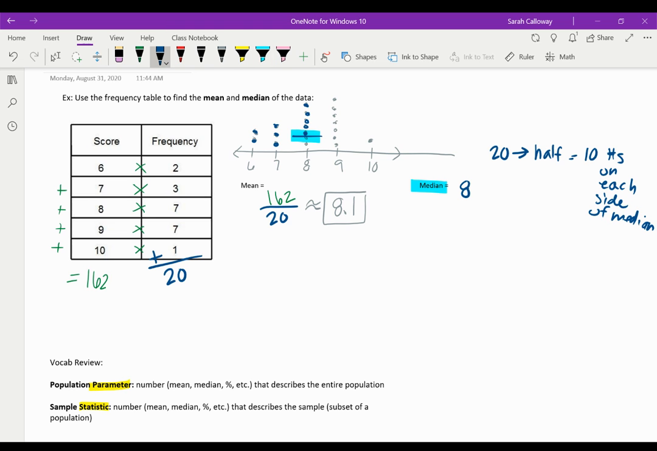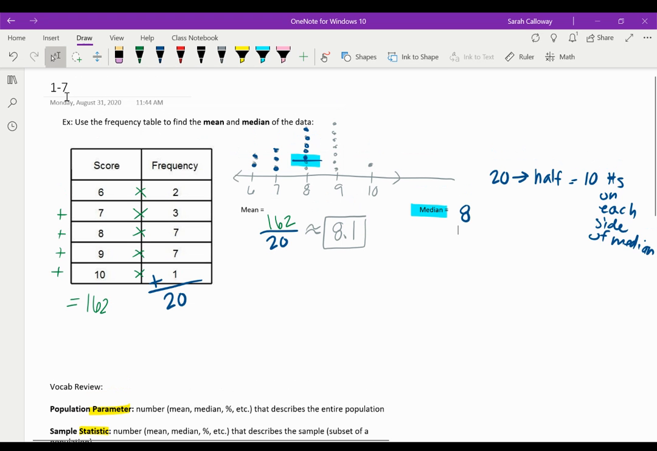Notice that I didn't have to list all my numbers in order. I can visually use the dot plot to find the median. I can do the same thing for a stem plot. So there's no reason to list out all of those 6 through 10 numbers to find the median or the mean. Okay, so that was 1.7, which is the measures of center and location.